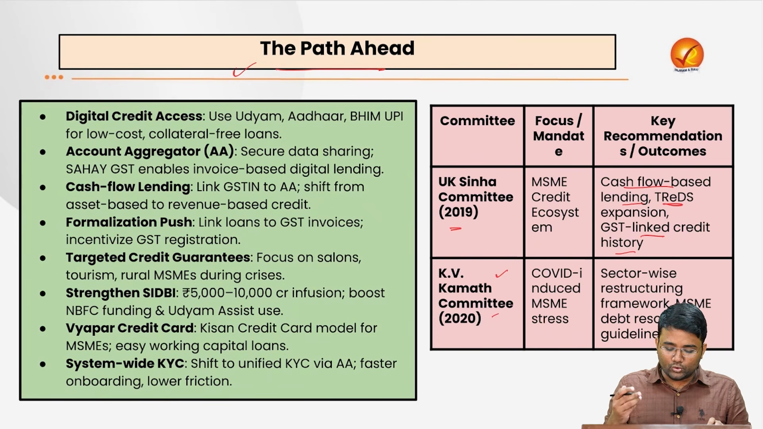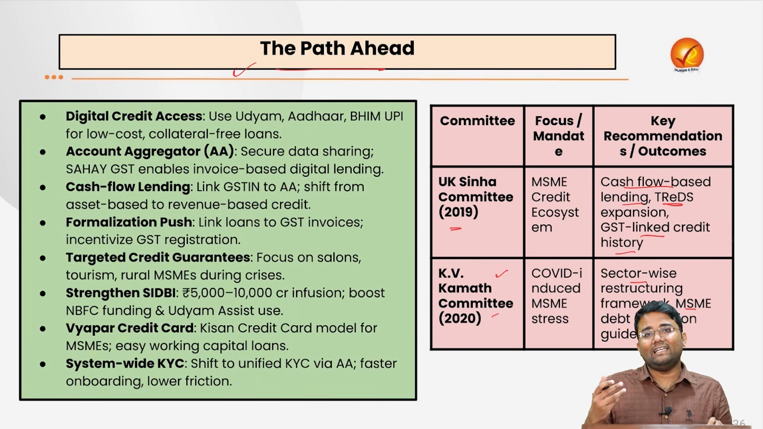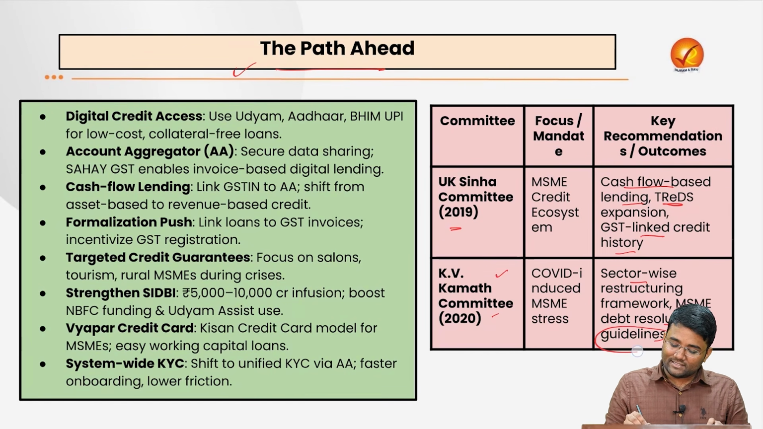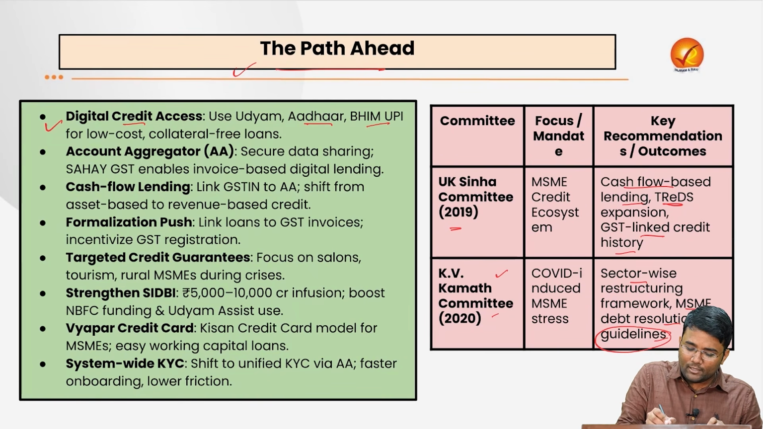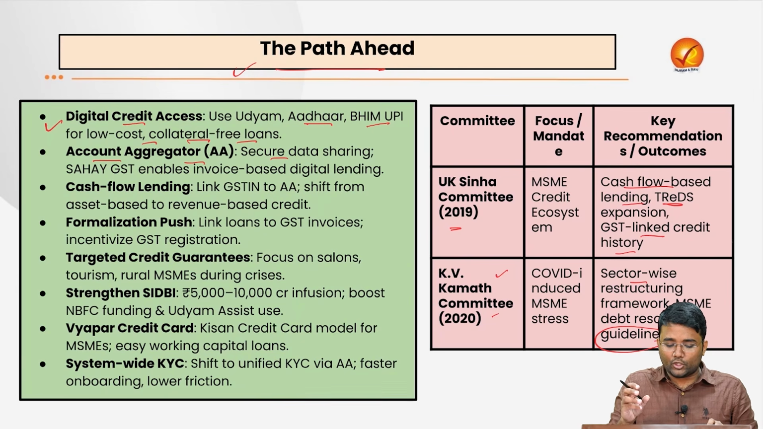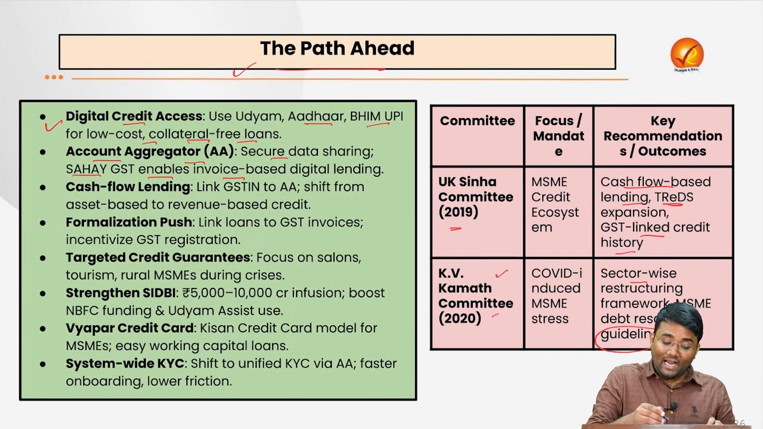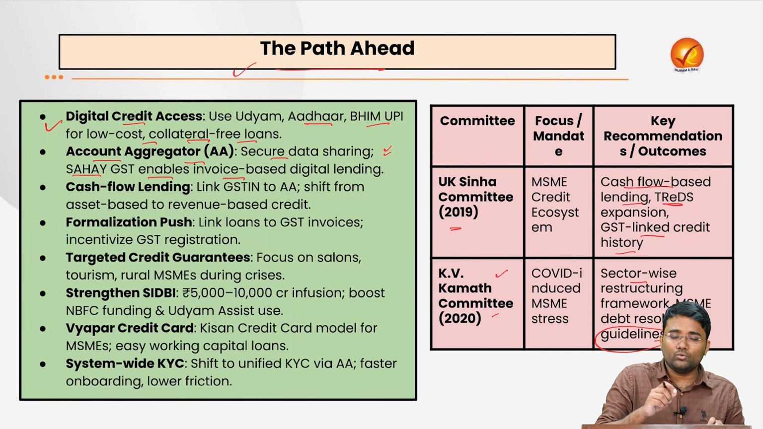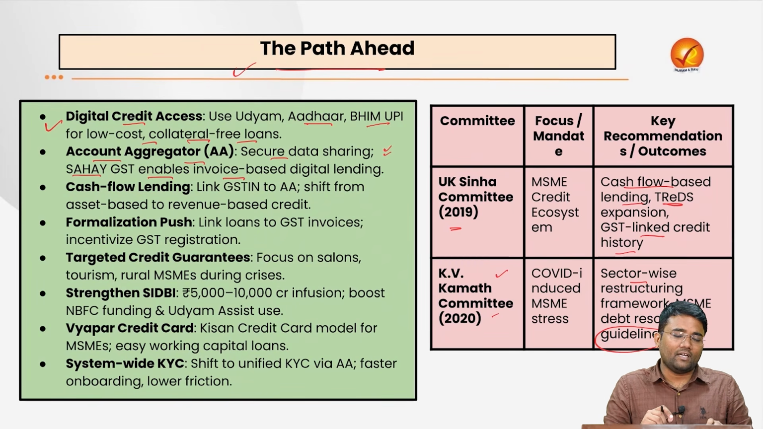The KV Kamath committee, which came in 2020, said that a sector-wise restructuring framework can happen, and MSME debt resolution guidelines can happen. These guidelines can provide an overall mandate to the banks, etc. But we also need to expand digital credit access. We can use Udyam, Aadhaar, Bhim UPI for low cost and collateral free loans. And then we have the account aggregator, for example, where secure data sharing should happen. Sahay GST enables invoice based digital lending, which needs to be expanded. Plus, the issues related to privacy and cyber attacks need to be addressed properly.